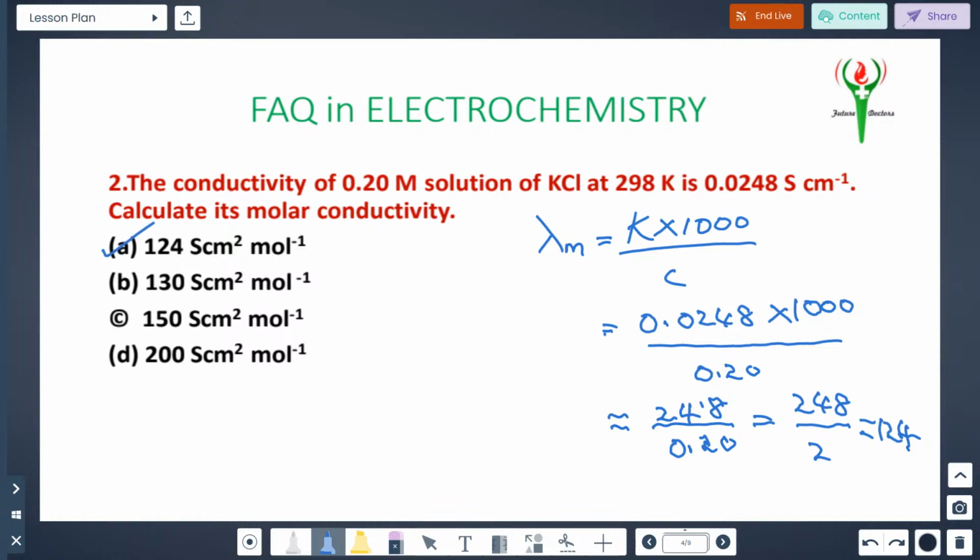Are you following? Okay. So just remember the formula: lambda m, nothing but molar conductivity, is equal to kappa into 1000 by C. So it's very simple one. Now let us see the third sum.